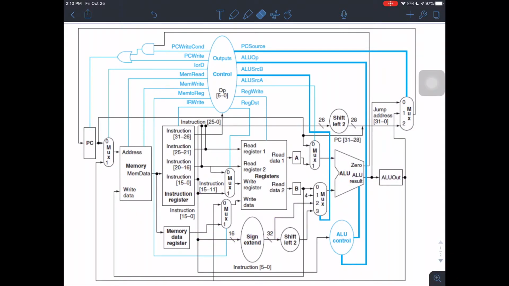Then, in the fourth cycle, instead of reading the data from the ALU like with the load instruction, in the store instruction, the data from the register B is written into the address that was calculated in step number 3.